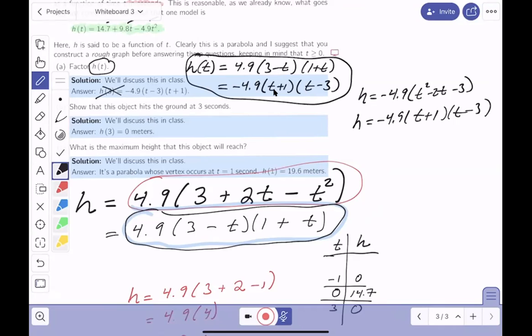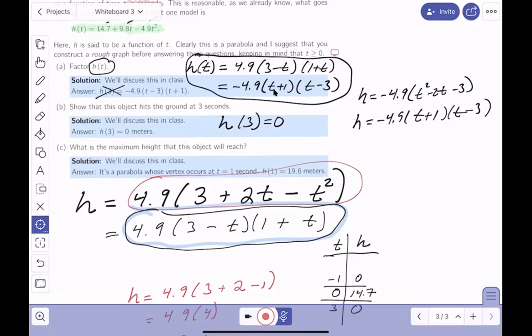So this is done. Next one shows how it hits the ground at 3 seconds. That's pretty easy to do. All you got to do is show that h of 3 is equal to 0. I'm hoping that's really easy to do. Plug it into any one of the factored forms, and of course it's going to give you 0. We give you a 0 factor there or a 0 factor there. So that's true.